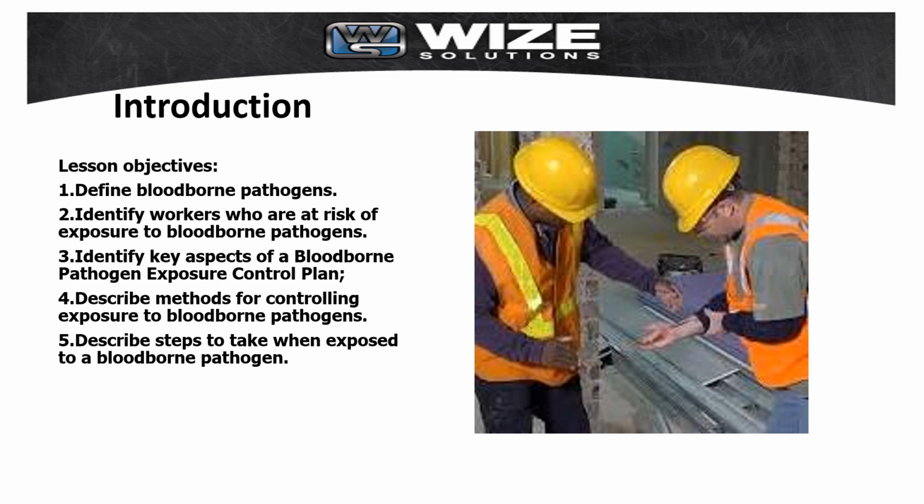Lesson objectives. Define bloodborne pathogens. Identify workers who are at risk of exposure to bloodborne pathogens. Identify key aspects of a bloodborne pathogen exposure control plan. Describe methods for controlling exposure to bloodborne pathogens. Describe steps to take when exposed to a bloodborne pathogen.